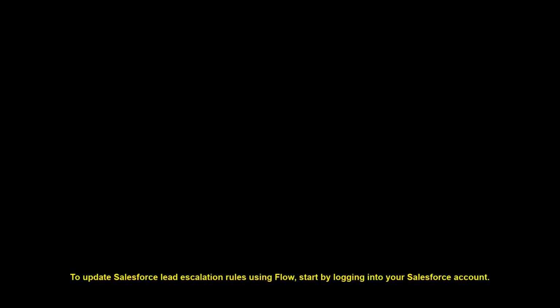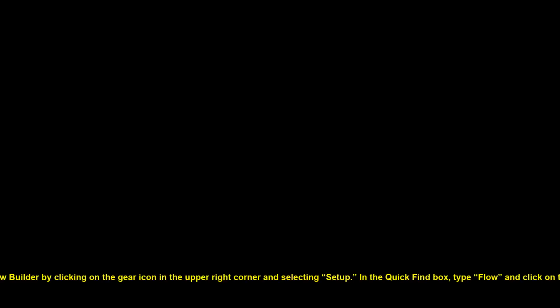To update Salesforce lead escalation rules using Flow, start by logging into your Salesforce account. Navigate to the Flow Builder by clicking on the gear icon in the upper right corner and selecting Setup. In the Quick Find box, type Flow, then click on the New Flow button to create a new flow.